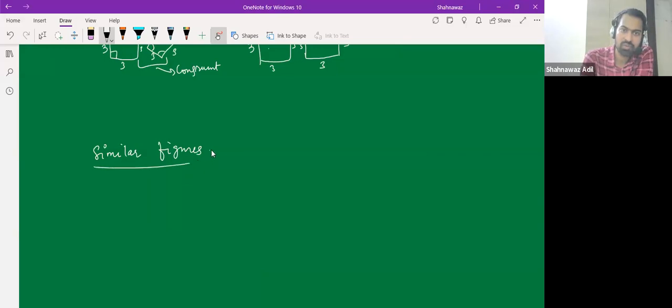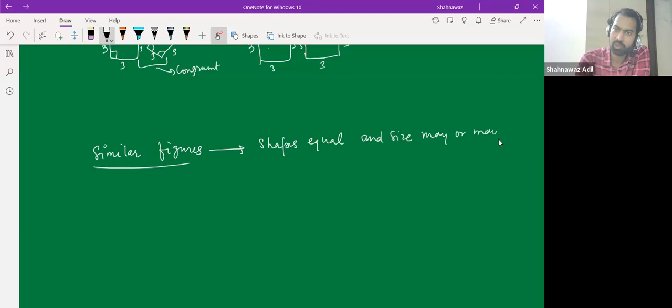So whenever we have two figures whose shapes are equal, and size may or may not be equal, these are called similar figures.